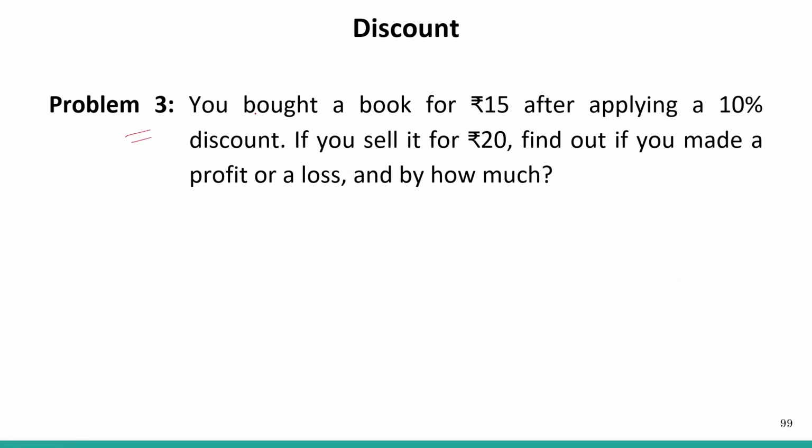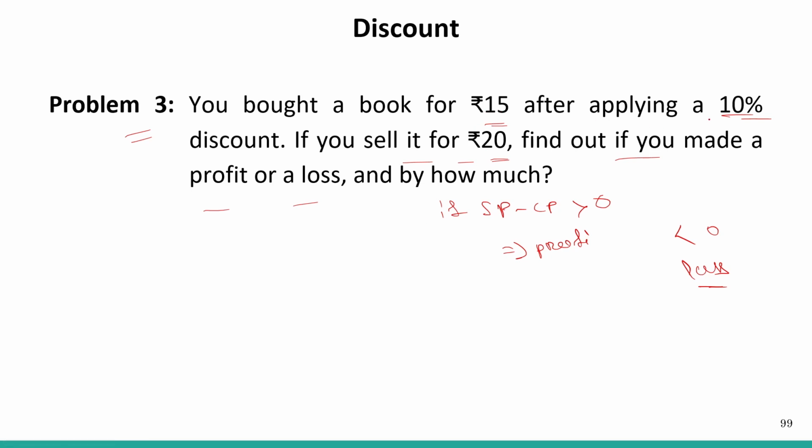Let's see problem number 3. You bought a book for 15 rupees after applying a 10% discount and you sell it for 20 rupees. Find out if you made a profit or loss. If SP minus CP is greater than 0, this implies profit, and if it is less than 0, then loss. You sell it for 20, and you got it for 15.